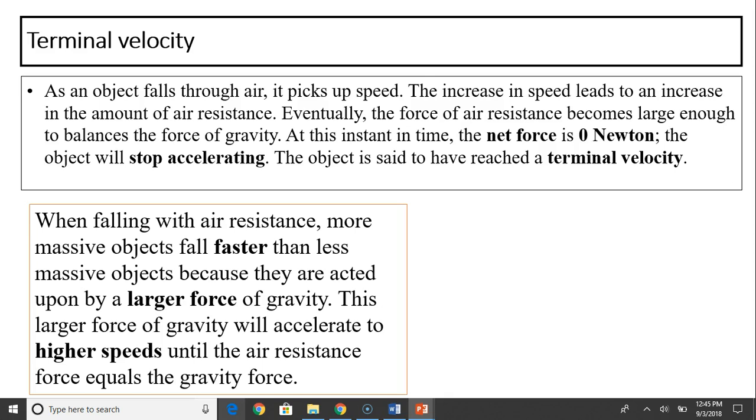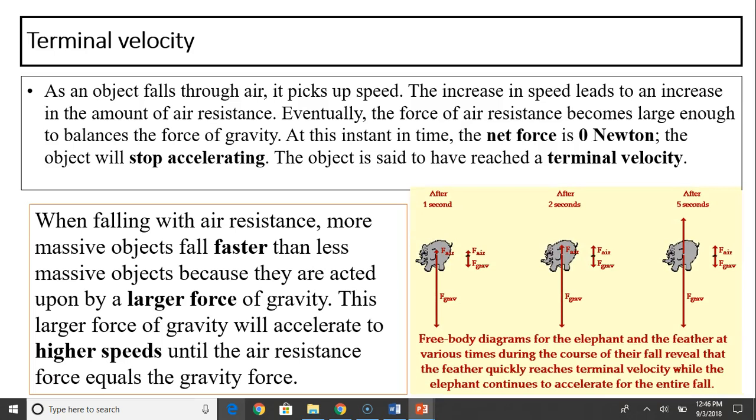When falling with air resistance, a more massive object will fall faster. Why is that? That's because a more massive object will have a larger gravity acting on it, and this larger gravity will accelerate it to a higher terminal velocity.